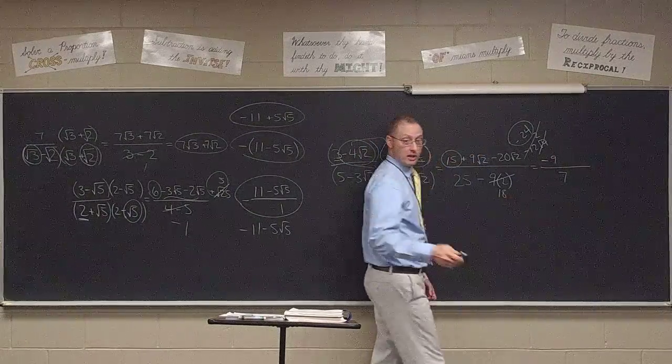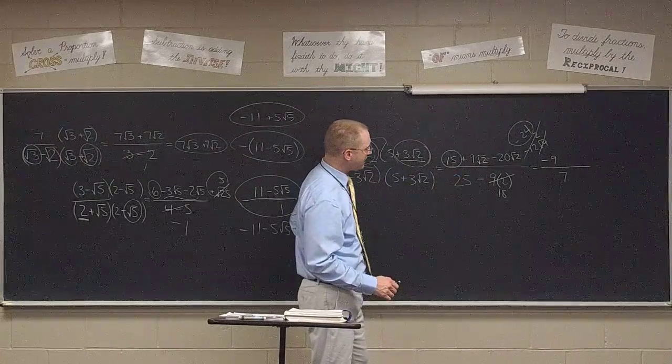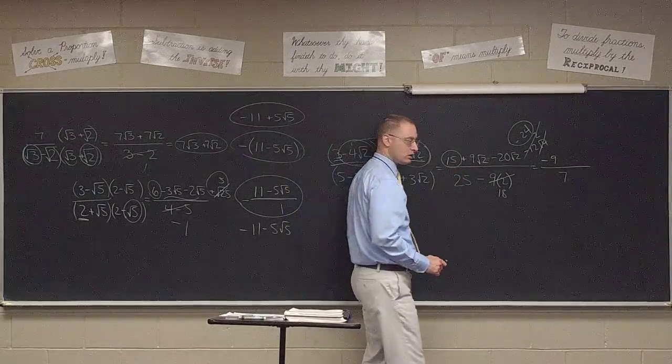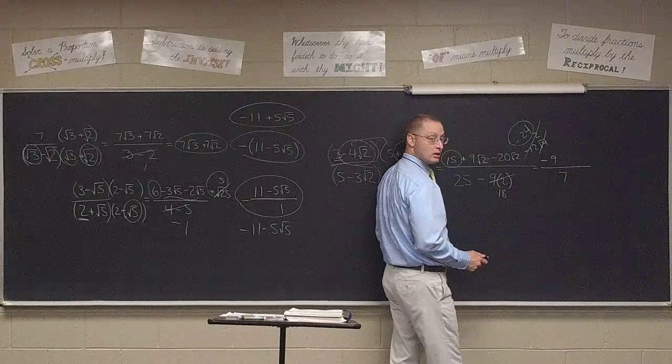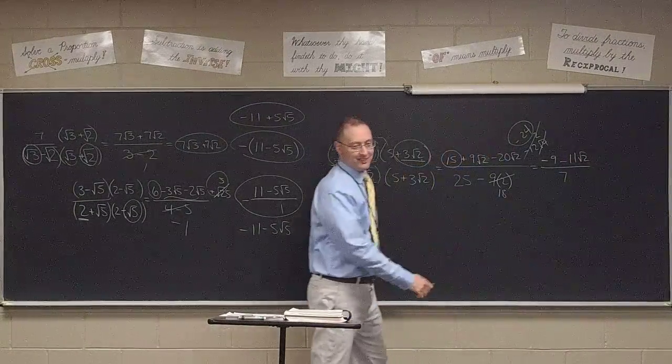Negative 9, keep the sign of the greater, right? And greater absolute value, I should say. And then the 9 square root of 2, negative 20 square root of 2. Negative 11 square root of 2.